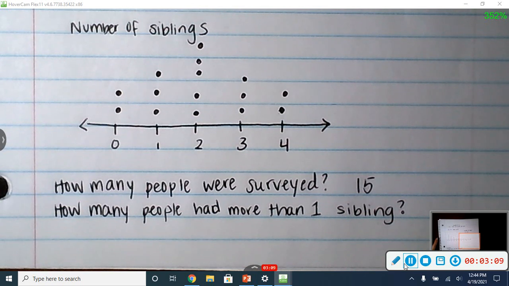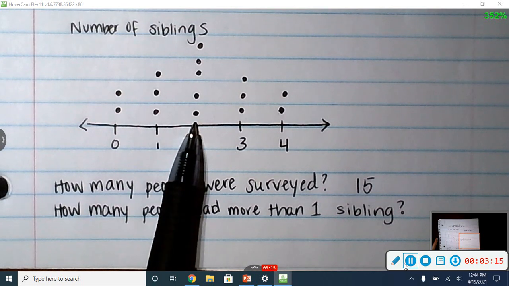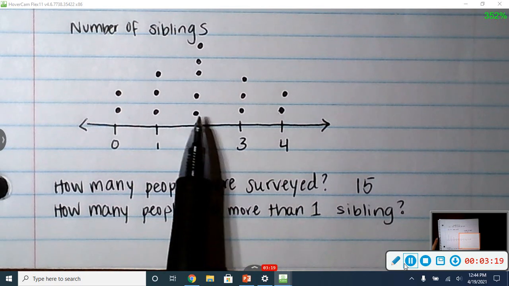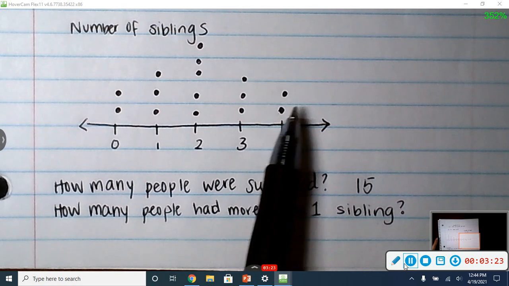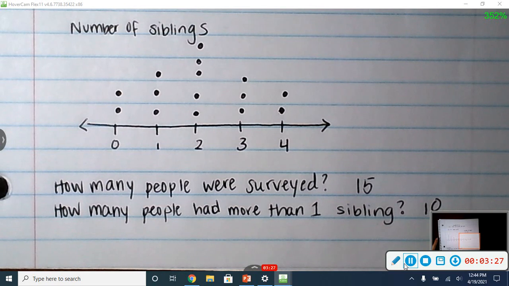So for this question, the key thing is more than 1. So we can't count these ones right here because it has to be 2, 3, or 4 siblings. So we'd only want to count these ones up. So we have 1, 2, 3, 4, 5, 6, 7, 8, 9, 10. So 10 had more than 1 sibling.